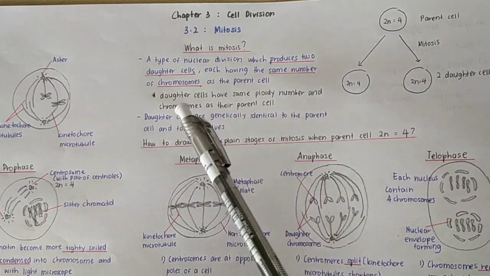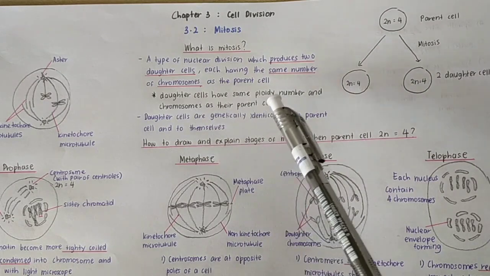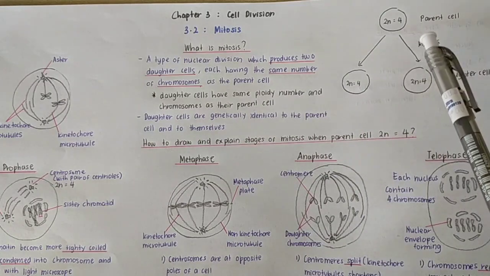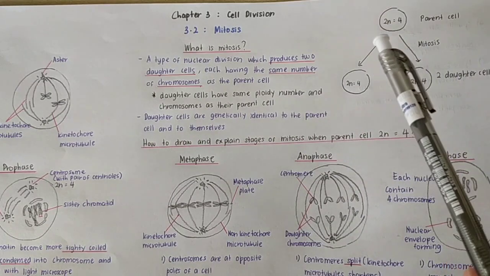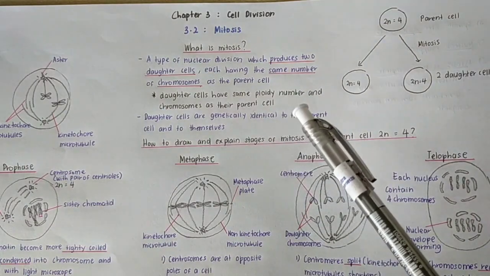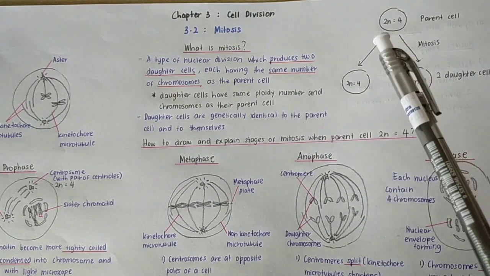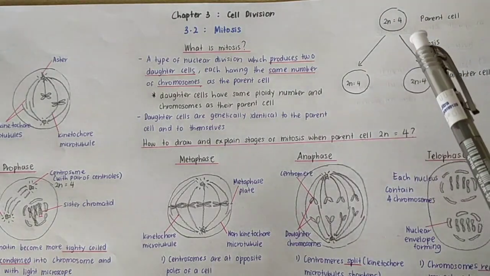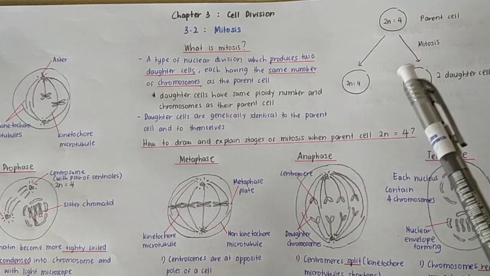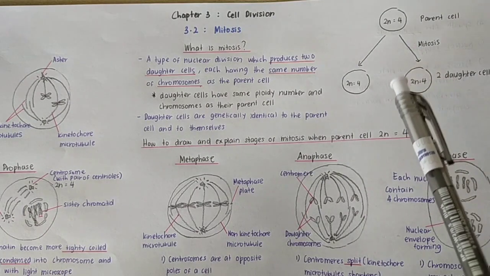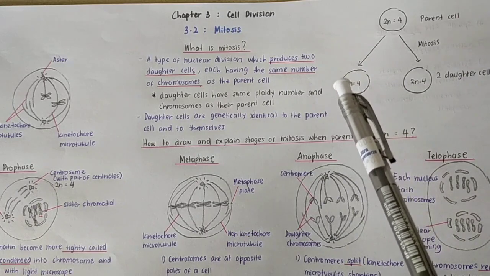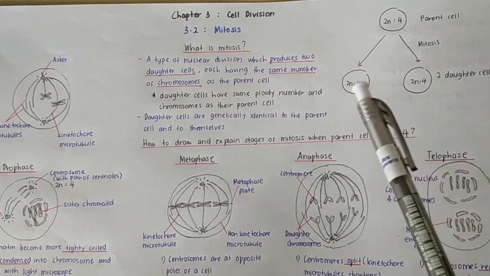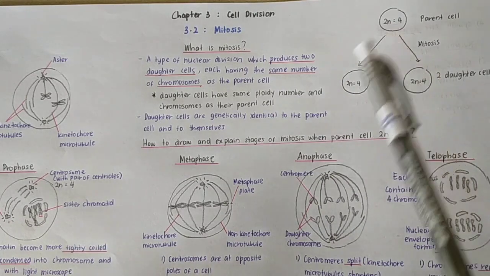Daughter cells have the same ploidy number and chromosomes as their parent cell. So what is the ploidy number if the parent cell is 2N? 2N refers to its ploidy. So 2N is diploid. If the parent cell is 2N equal to 4, the 4 here refers to the number of chromosomes. So at the end of mitosis, it will produce two daughter cells which are also 2N equal to 4. So maksudnya dari segi ploidy numbernya adalah sama, dan juga dari segi bilangan kromosomnya akan sama dengan parent cell.